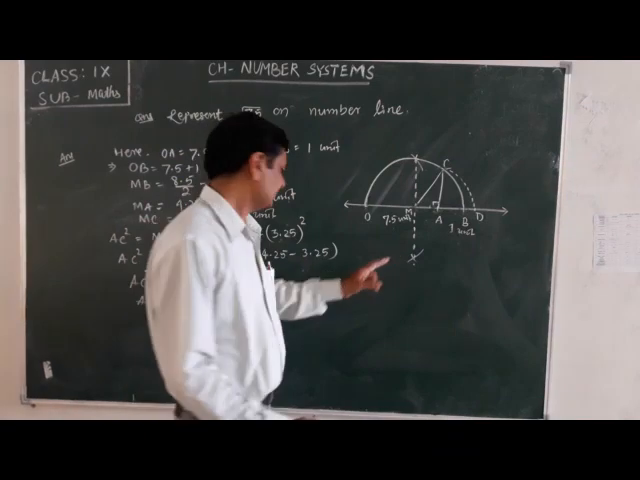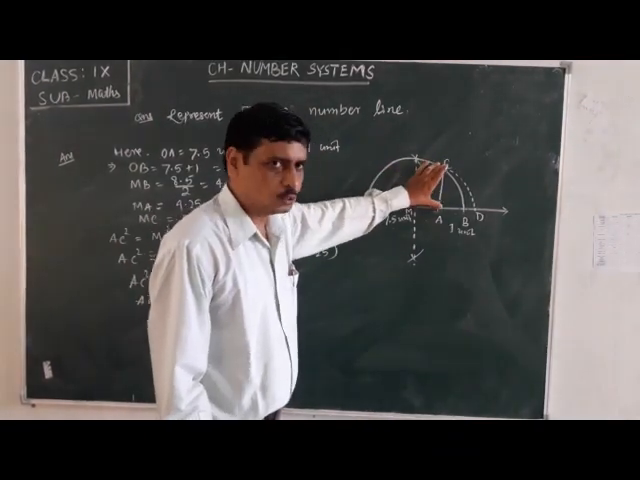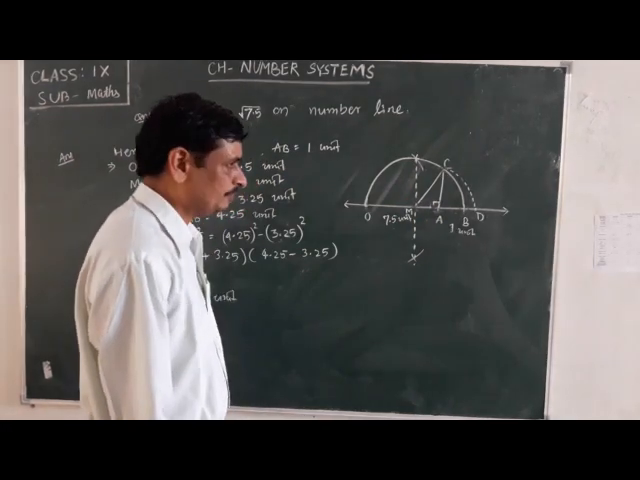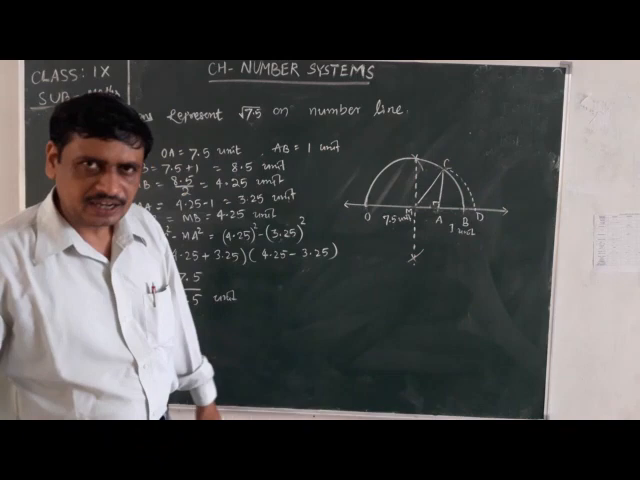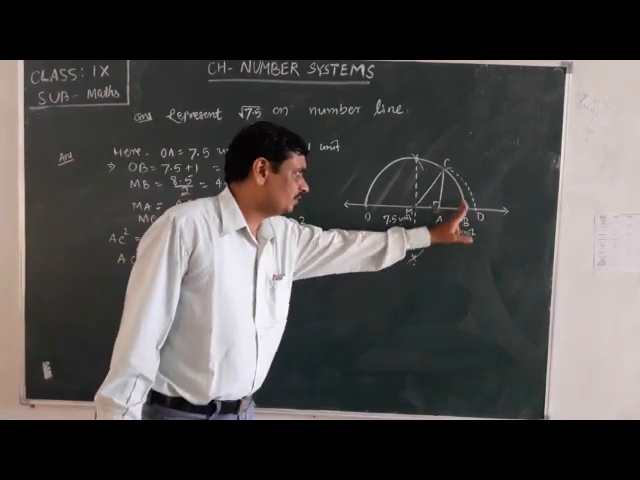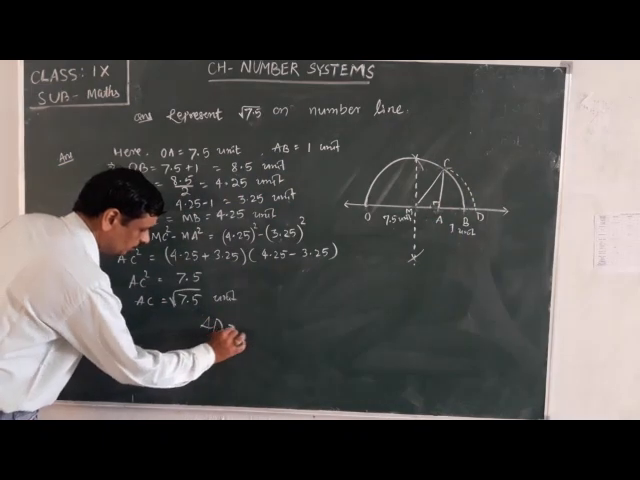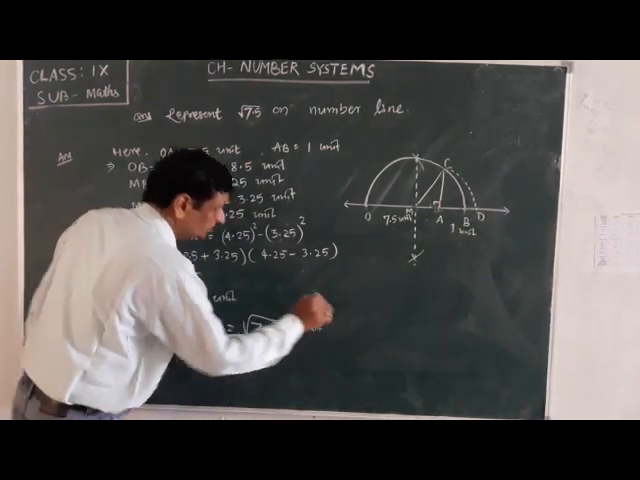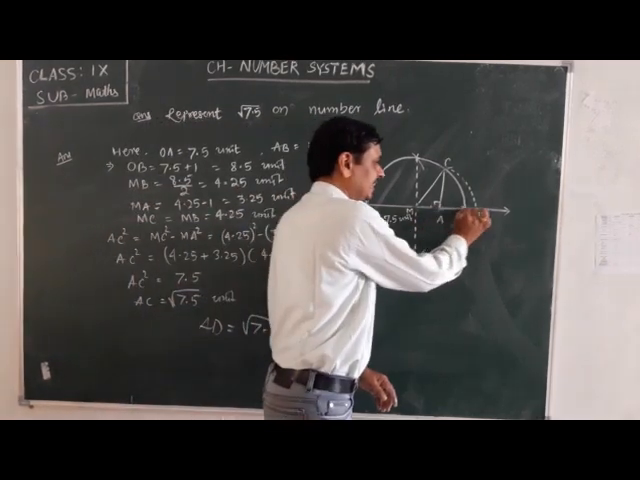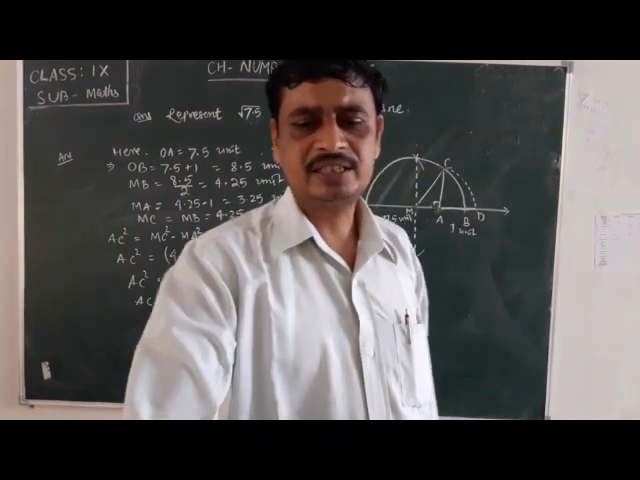Here AC is root of 7.5 unit. Since AC and AD both are the radius of same arc, AD is also equal to root of 7.5 unit. This length AD is also root of 7.5 unit.